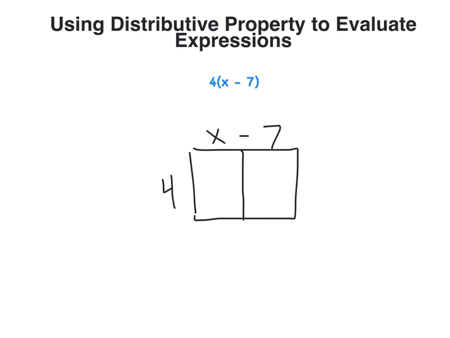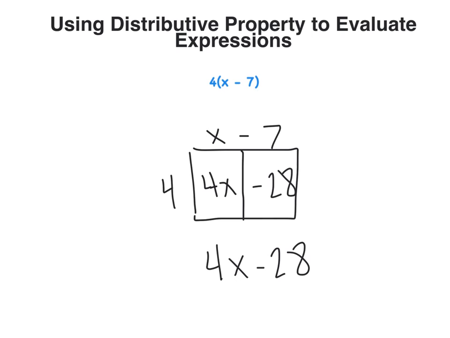Okay, so what do we do? First thing we have to do is multiply our 4 and our x. And anytime you have a number multiplying with a variable, you're just going to connect them. So it becomes 4x. And then I get the easy part. 4 times negative 7. And we know that to be negative 28. So we would add those two things together, and we would get 4x minus 28.